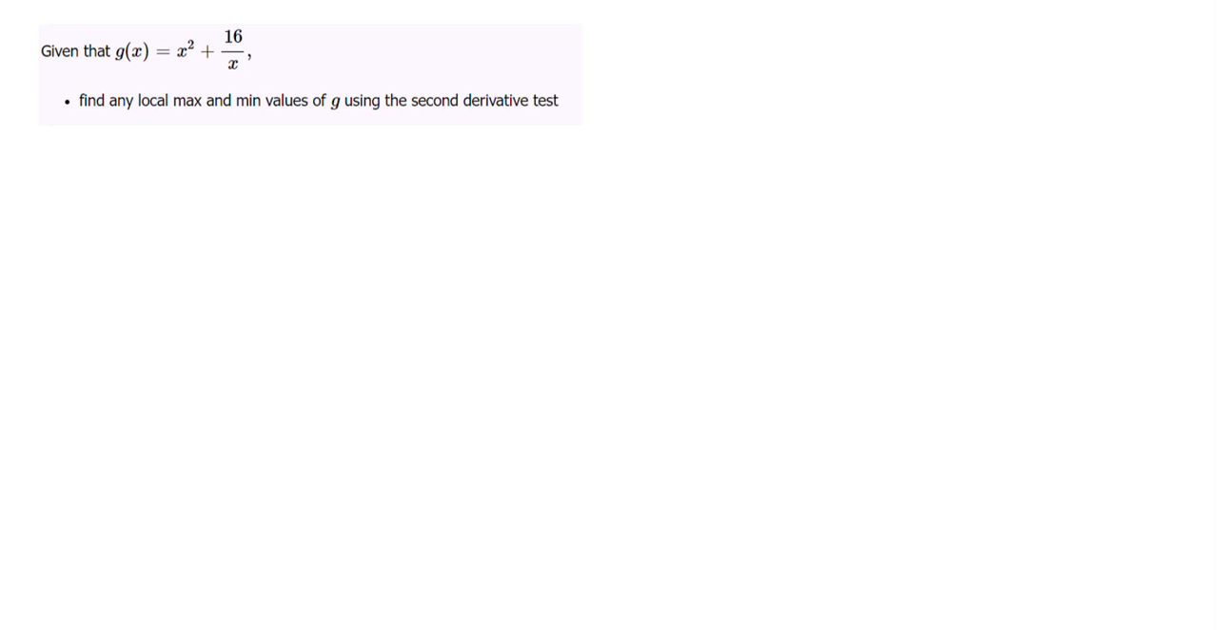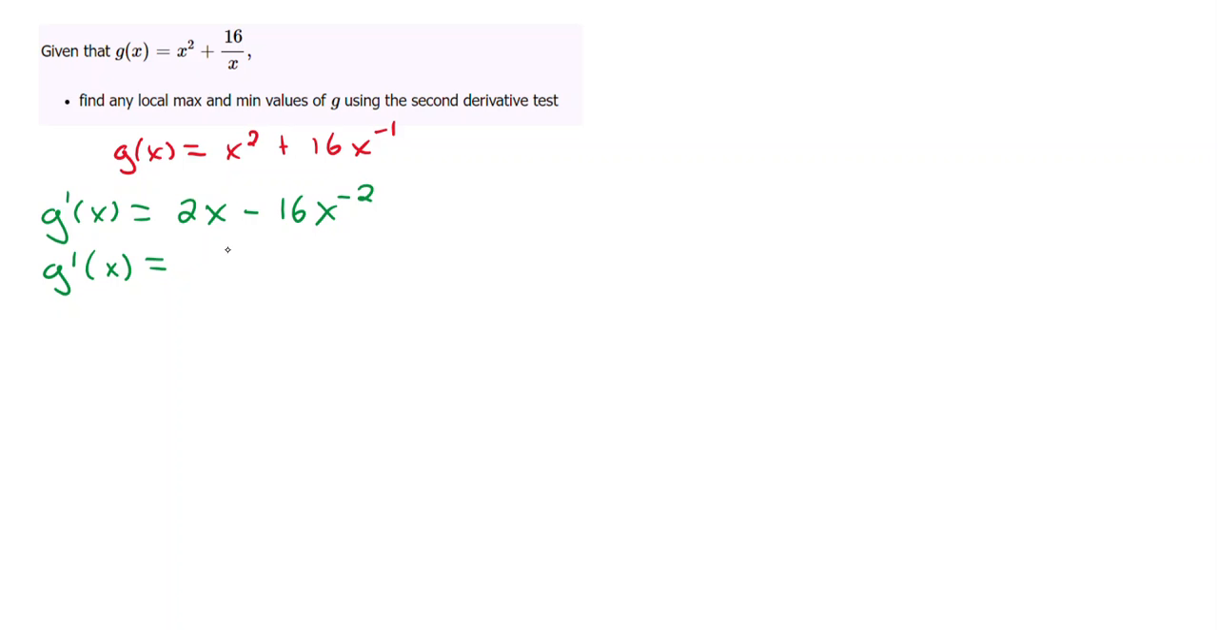And the way we're going to do that is, let's rewrite g of x first. This will be g of x is equal to x squared plus 16, and then I'm going to say x to the negative 1, just to make it a little easier to take the derivative. So now g prime of x will be, the 2 would come down, so we get 2x, and then minus 16 x to the negative 2, right? Subtract 1. Or we could write it without the negative exponent, so that'd be 2x minus 16 over x squared.